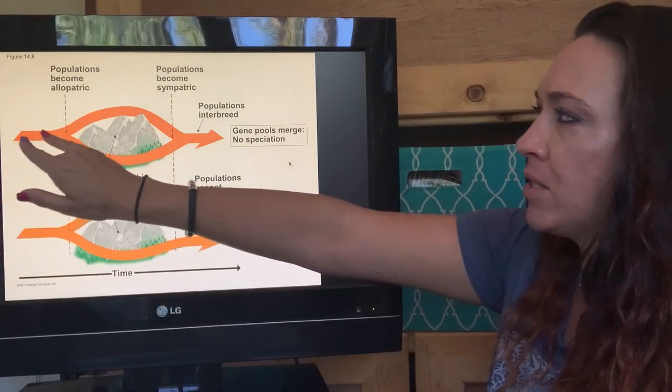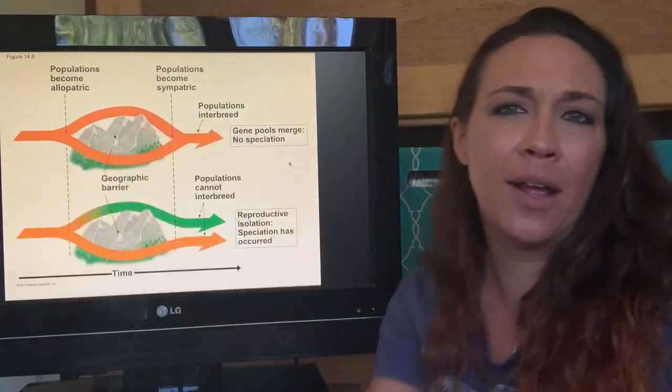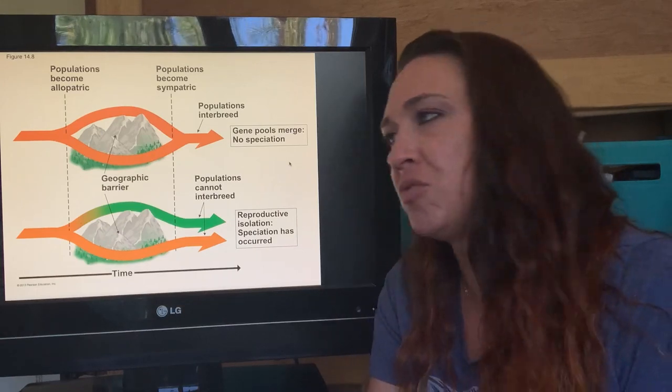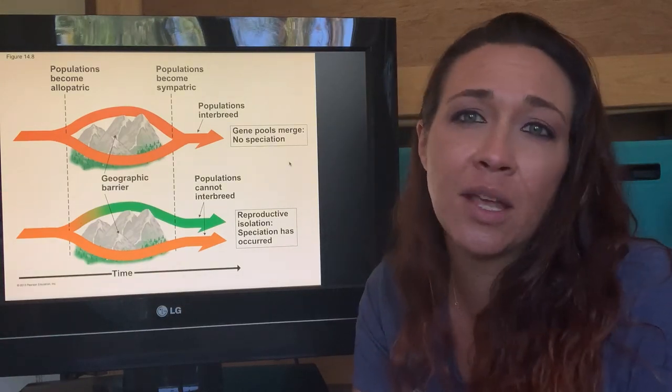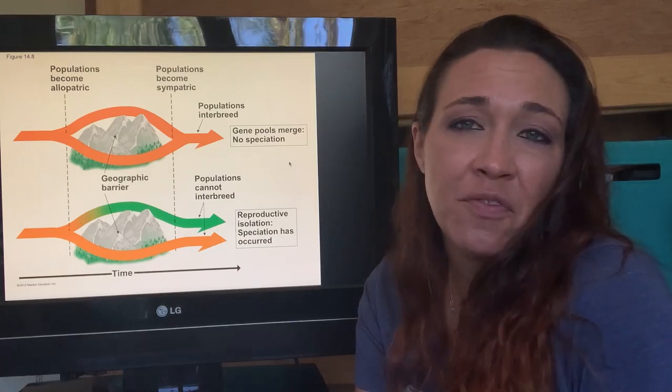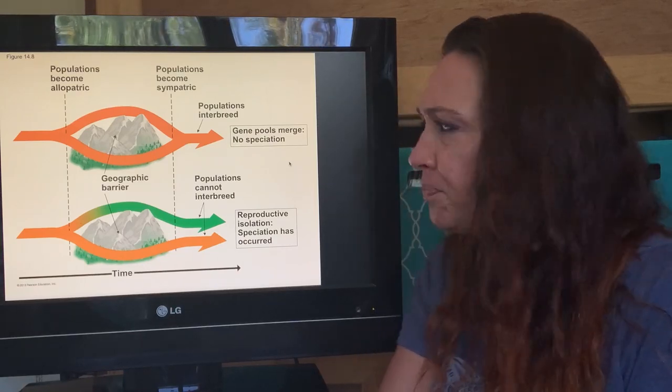So say maybe you have this geographic barrier that came in, but the squirrels didn't change that much. They stayed the same color. Their tails stayed the same length. They were feeding on the same stuff, at the same time, exactly what they did before.